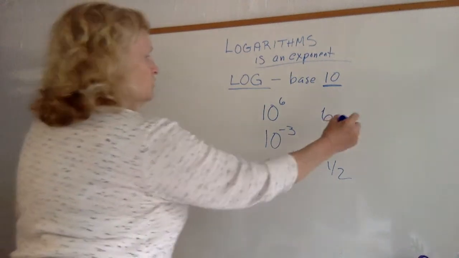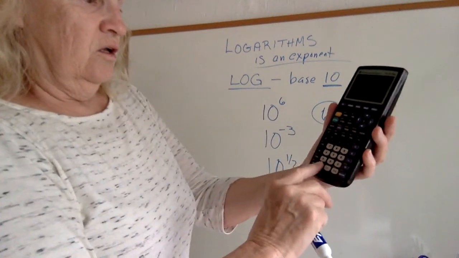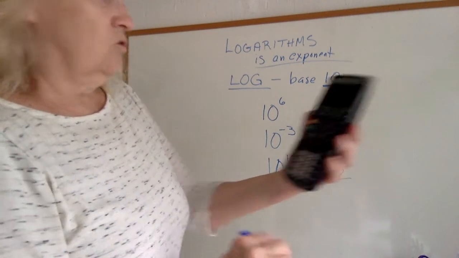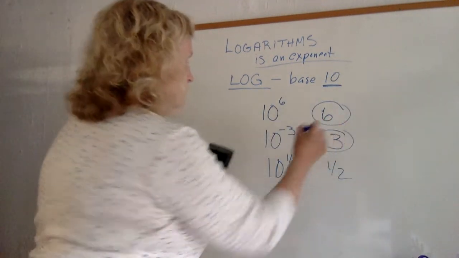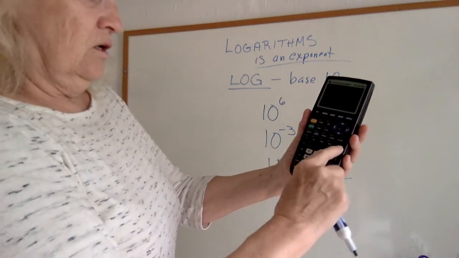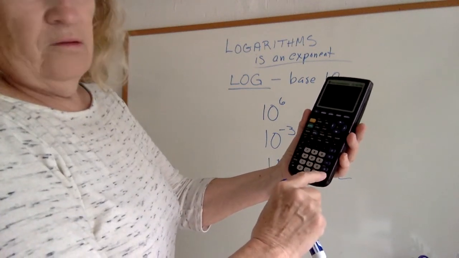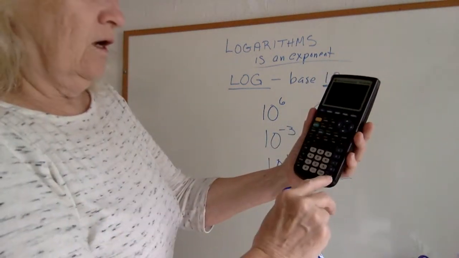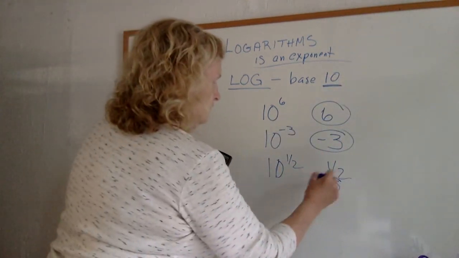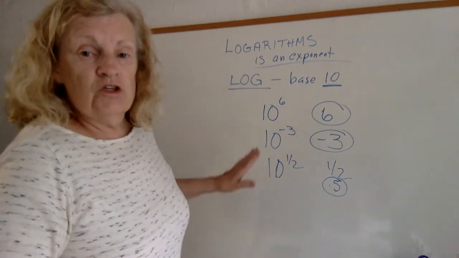So the log is 6. If I hit log 10 to the negative 3, press enter, I get negative 3. And if I press log 10 to the, I'm going to put 0.5 as opposed to parentheses 1/2, hit enter, and I get 0.5, the decimal. So these numbers are pretty straightforward.